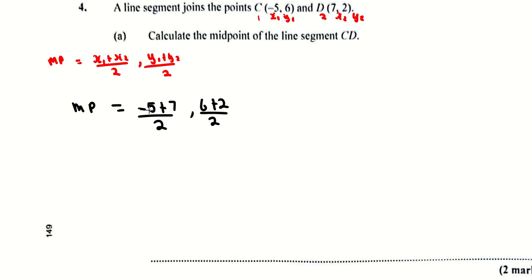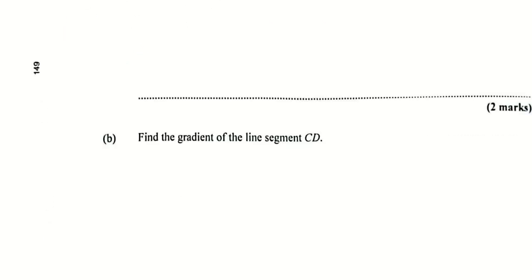Right? Negative 5 plus 7 is 2, so 2 divided by 2 is 1. 6 plus 2 is 8, and 8 divided by 2 is 4. So my midpoint of CD is (1, 4). That's the middle of the line. Alright? So that is the answer for this one. Then we go to the next question.